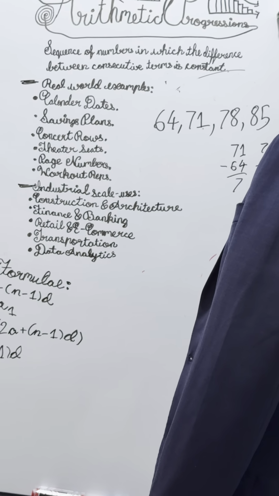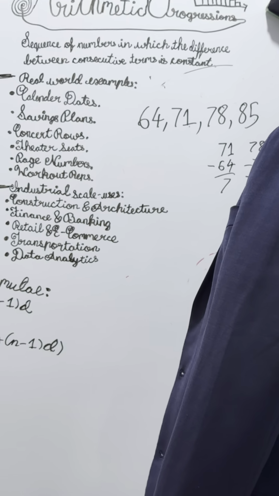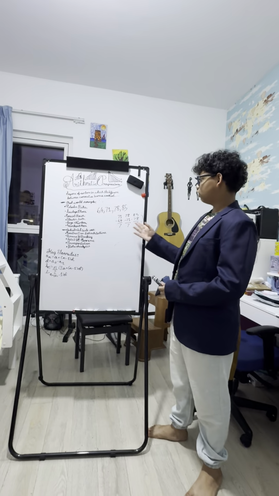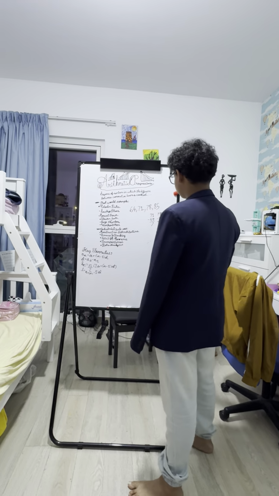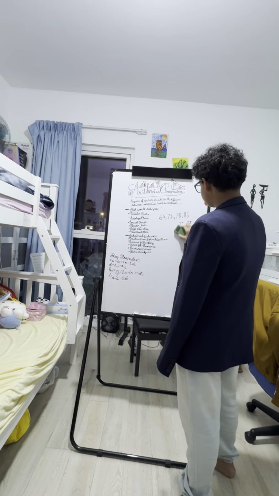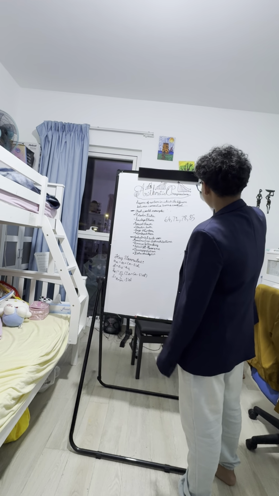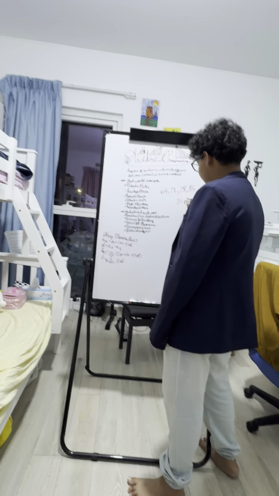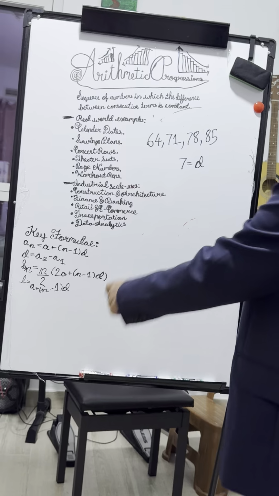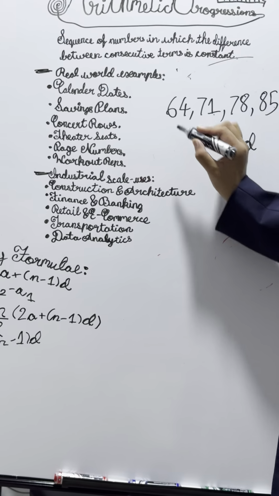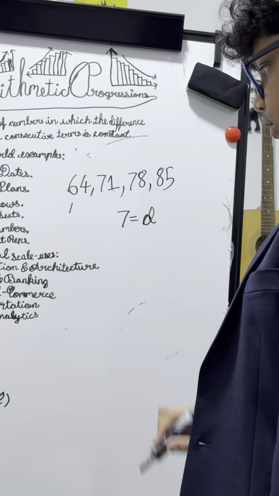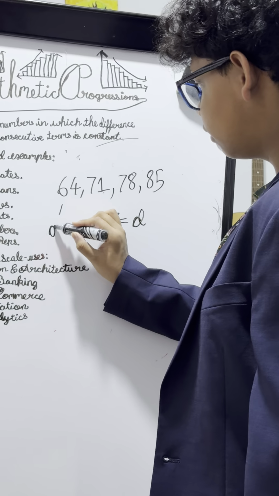85 minus 78, yeah, that's also 7. So in all these cases, the common difference is obviously 7. So we can point out the common difference being 7. Now 7 is equal to d. That is the variable that is there in all these formulas. Now you know what we consider this first term to be? This is the value of a.